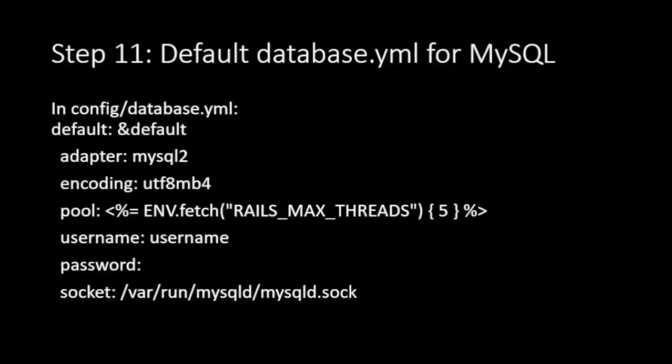Here is the default configuration file that allows Rails to use MySQL. The configuration file is known as database.yml. It is under the config directory in your Rails application directory.